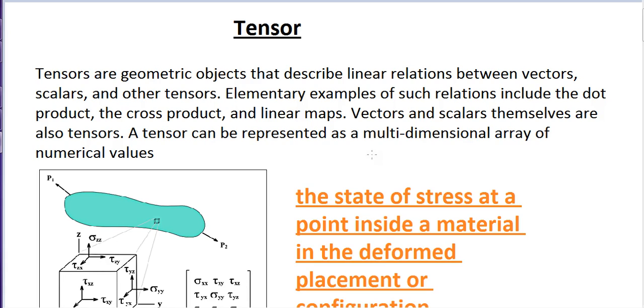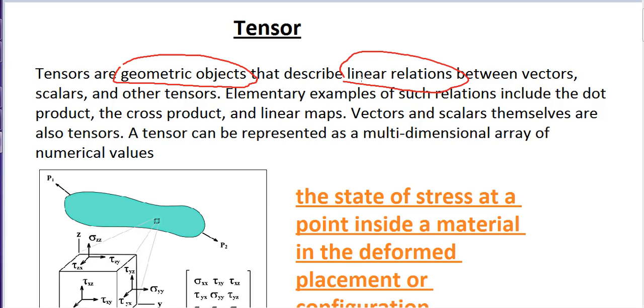I'm pretty sure that you all know what a tensor is. A tensor is a mathematical or geometrical object that describes a linear relation between vectors, scalars, or something like that. You must know all about that. It describes everything at a point that needs to be described about that object. For example, I can give you a stress tensor, or an electromagnetic tensor.